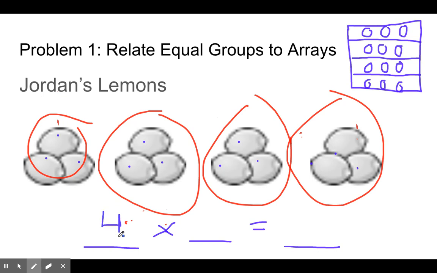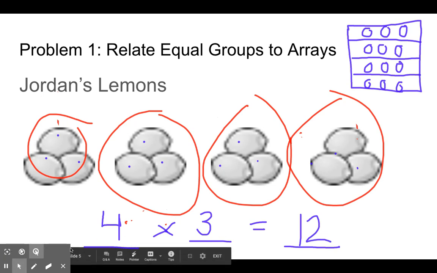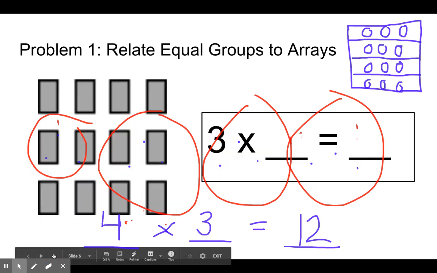We have 4. This X means groups of. 4 groups of how many? 3 in each group give us our answer of how many lemons altogether? 12. 12 is our product.